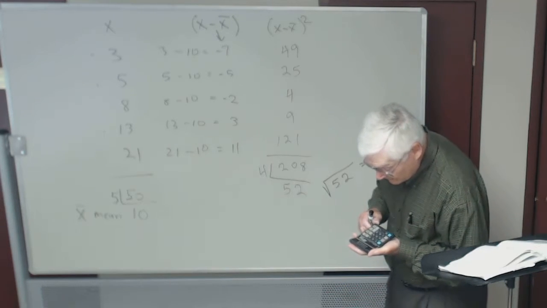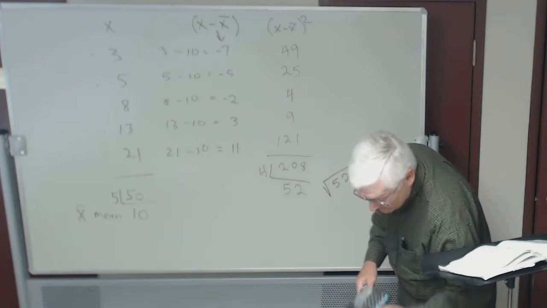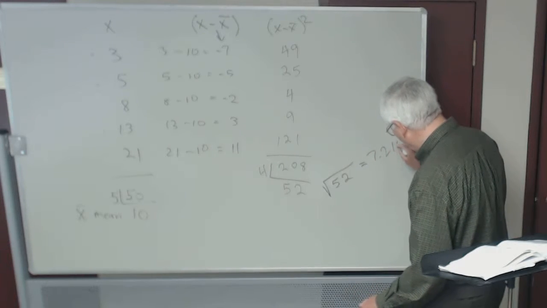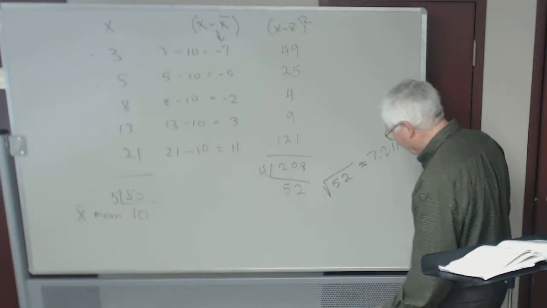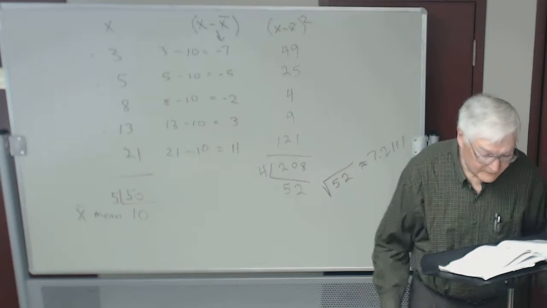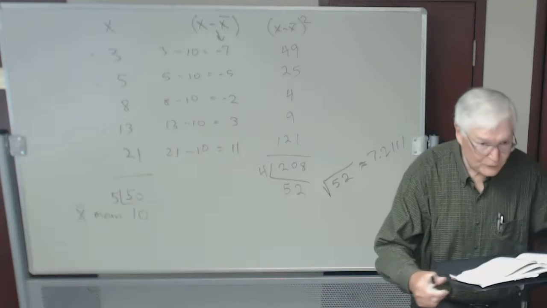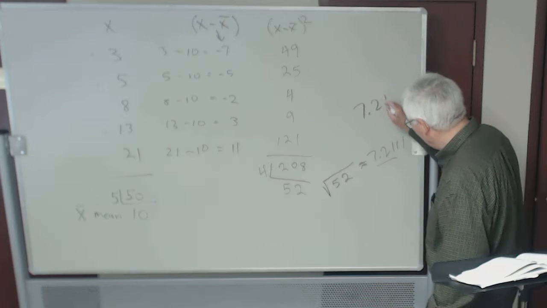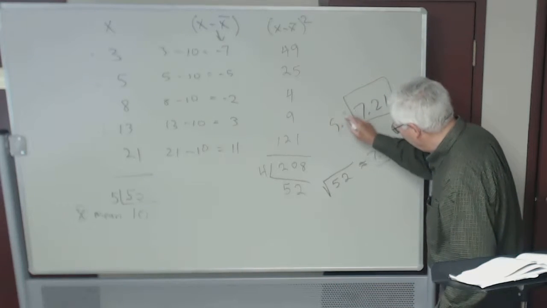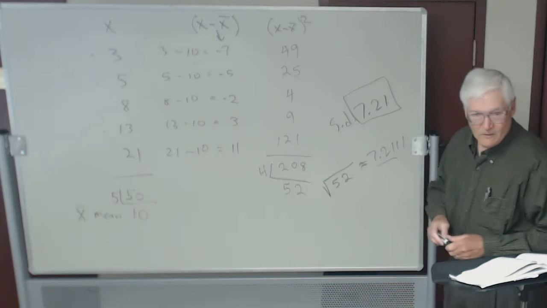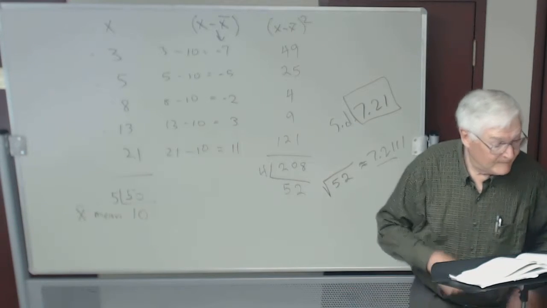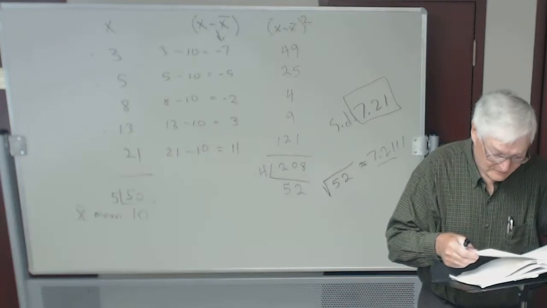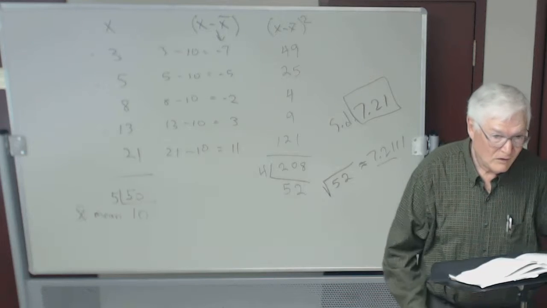7.2111 approximately. And they want me to find the standard deviation to 2 decimal places. So that would be 7.21 is the standard deviation. Now, do they even tell you what that means? What does standard deviation mean? How is that used?